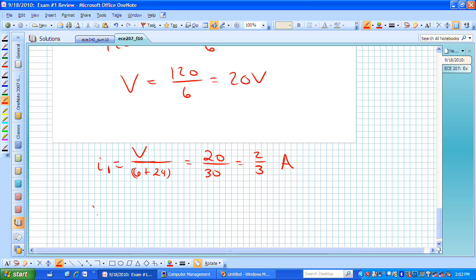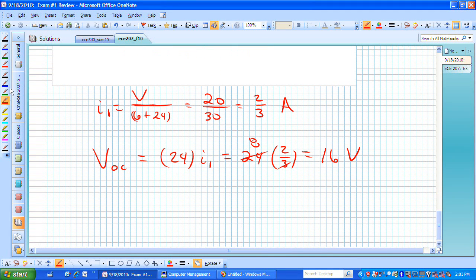If that's the case, then V open circuit is actually going to be the voltage drop across that 24 ohm resistance. It has a resistance of 24 times I sub 1. We have 24 times 2/3, or 16 volts for our open circuit voltage.